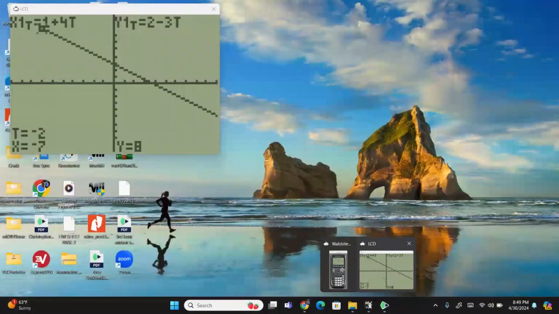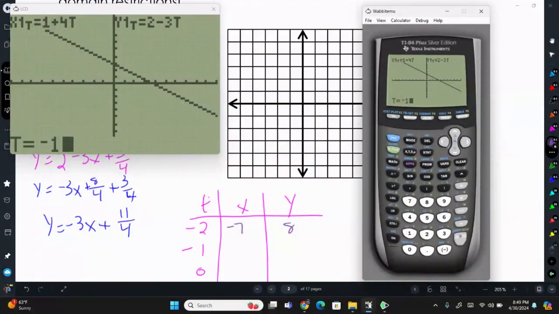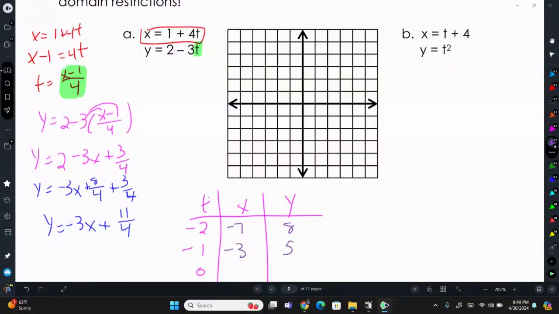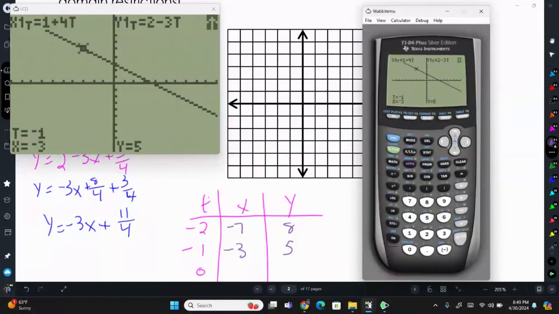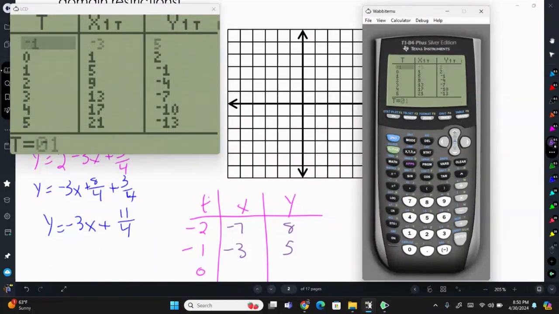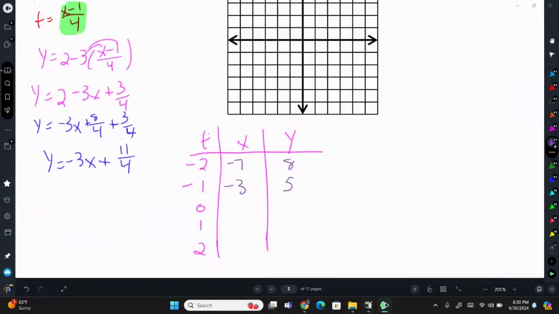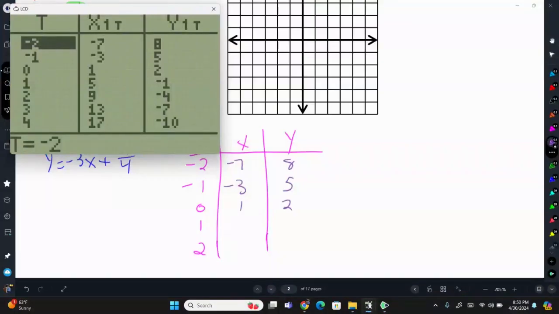And then we can type in -1, and we get -3, 5. Another way of doing this is looking at the table by pressing second graph. Okay, so we have our t values and we have our x and y's. So when t is 0, we get 1 and 2. When t is 1, it's 5 and -1, and then 9 and -4.